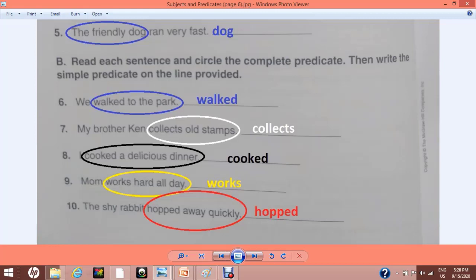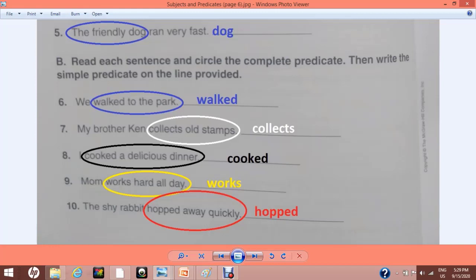Like in number 6, we walk to the park. Walk to the park is a complete predicate, so I have circled it. Walked, only walked, that is an action verb, will be written on the line. Now walked is a simple predicate. Number 8, I cooked a delicious dinner. I have made a circle around these four words, cooked a delicious dinner, because they are a complete predicate. But only cooked will be a simple predicate.